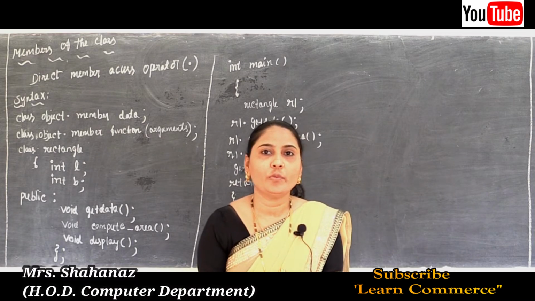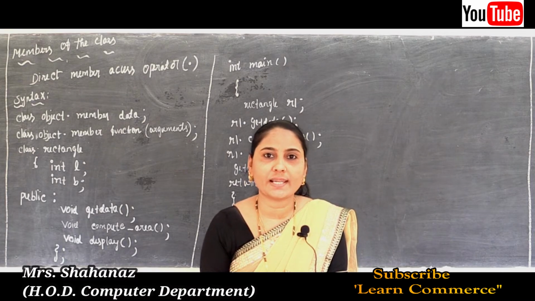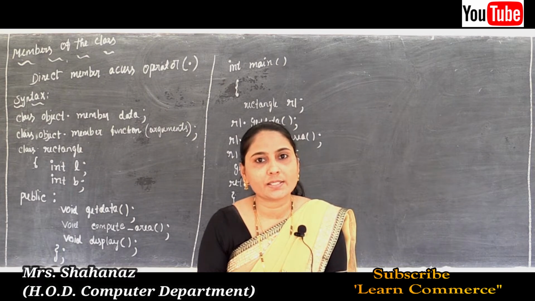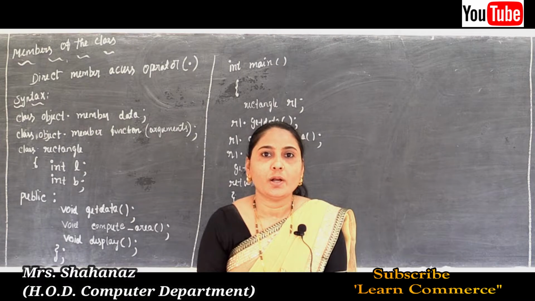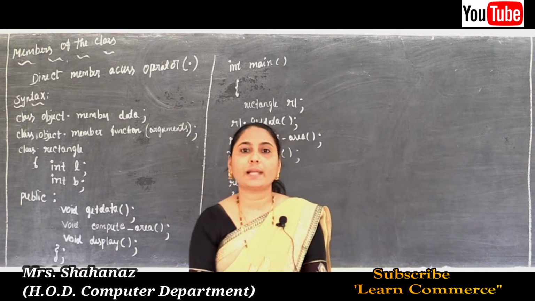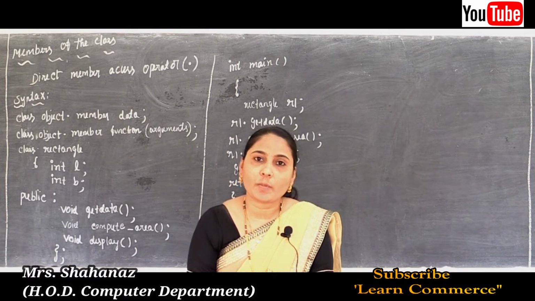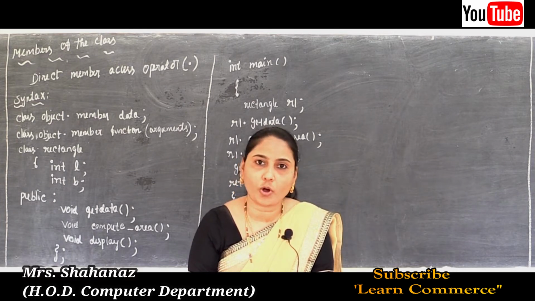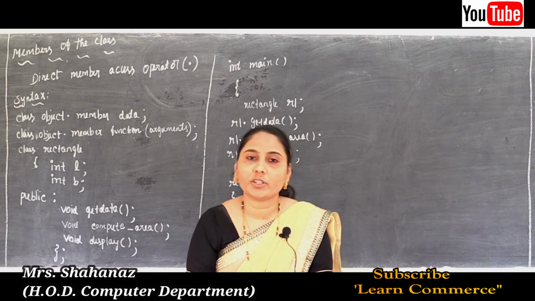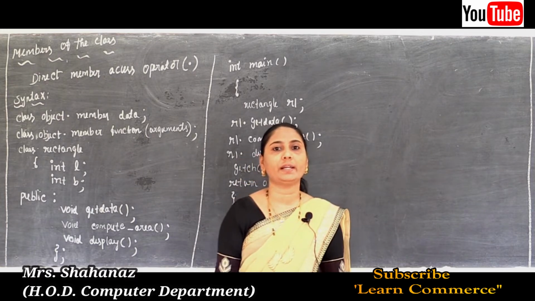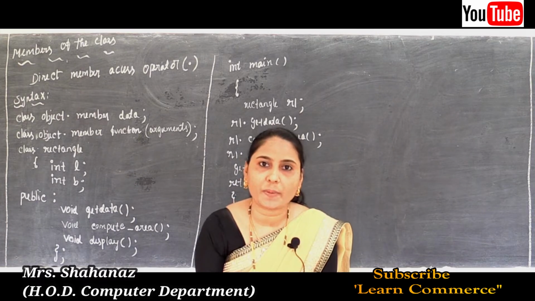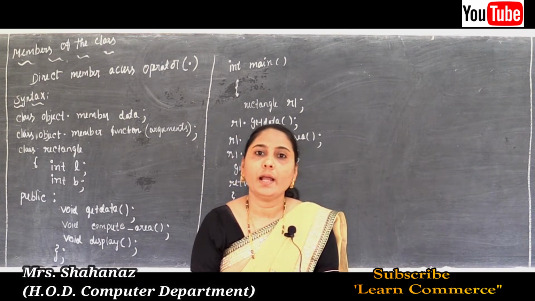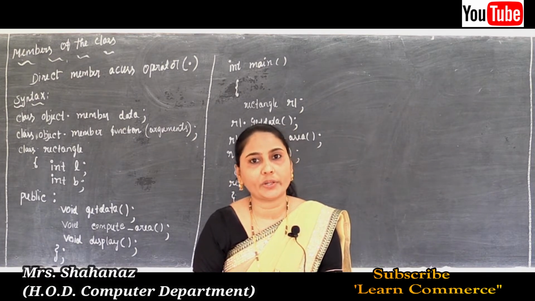Hello students, welcome to our second PU Computer Science online classes. In the last class, we already discussed some points from the chapter Classes and Objects. Some of the highlighted points are the definition and declaration of classes and objects, the general syntax for defining a class, and the important access specifiers: private, public and protected.